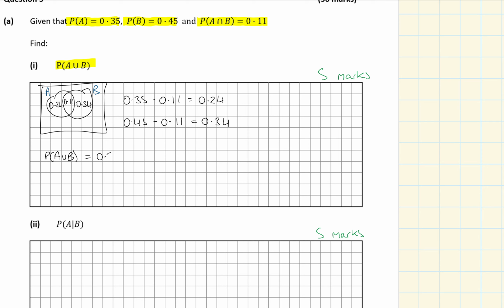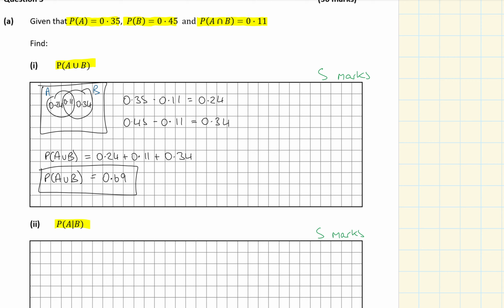So the probability of A union B will equal 0.24 plus 0.11 plus 0.34. And just into your calculator, 0.24 plus 0.11 plus 0.34 will give us back 0.69. And that's part 1 answered.